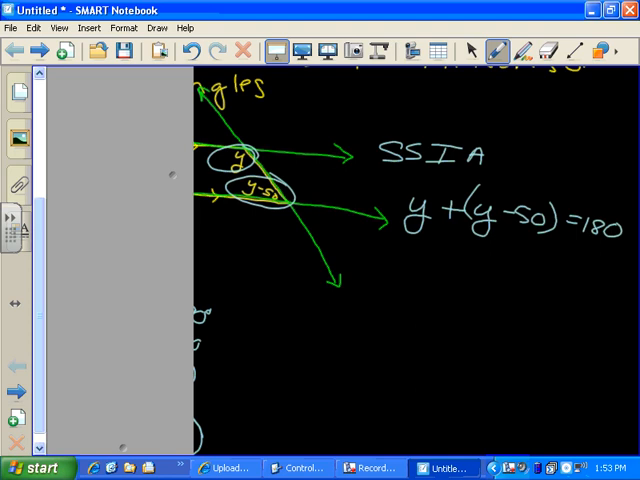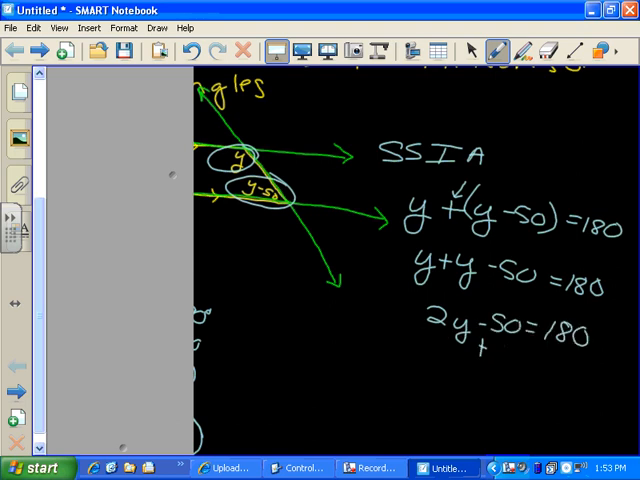Since this is a plus sign right there on the outside, I can just drop the parentheses. y plus y minus 50 equals 180. You got to remember how to combine like terms. I've seen this mistake happen a bunch of times, guys. This is not y squared. It is 2y. So 2y minus 50 equals 180.